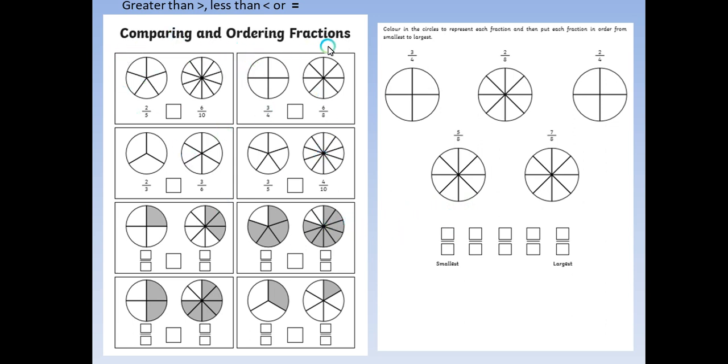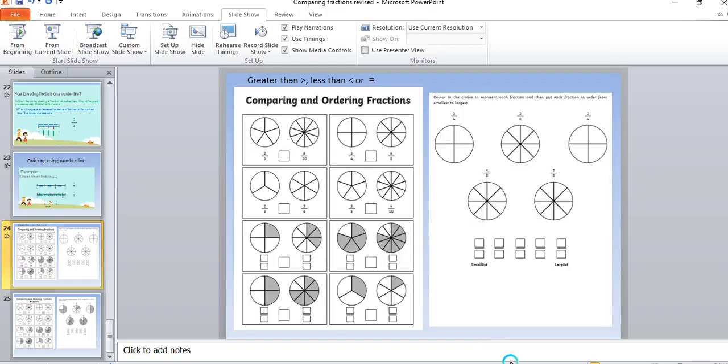You're going to compare and order the fractions, and in the second part you color in the circles to represent each fraction. Now here are the fractions. You're going to color 3/4, 2/8, 2/4, 5/8 and 7/8. Then you will order them from smallest to the largest. The color code is going to be a clue that will help you. And here also you need to color for you to be able to compare which one is bigger and which one is smaller. Alright, now we've come to the end of the class.